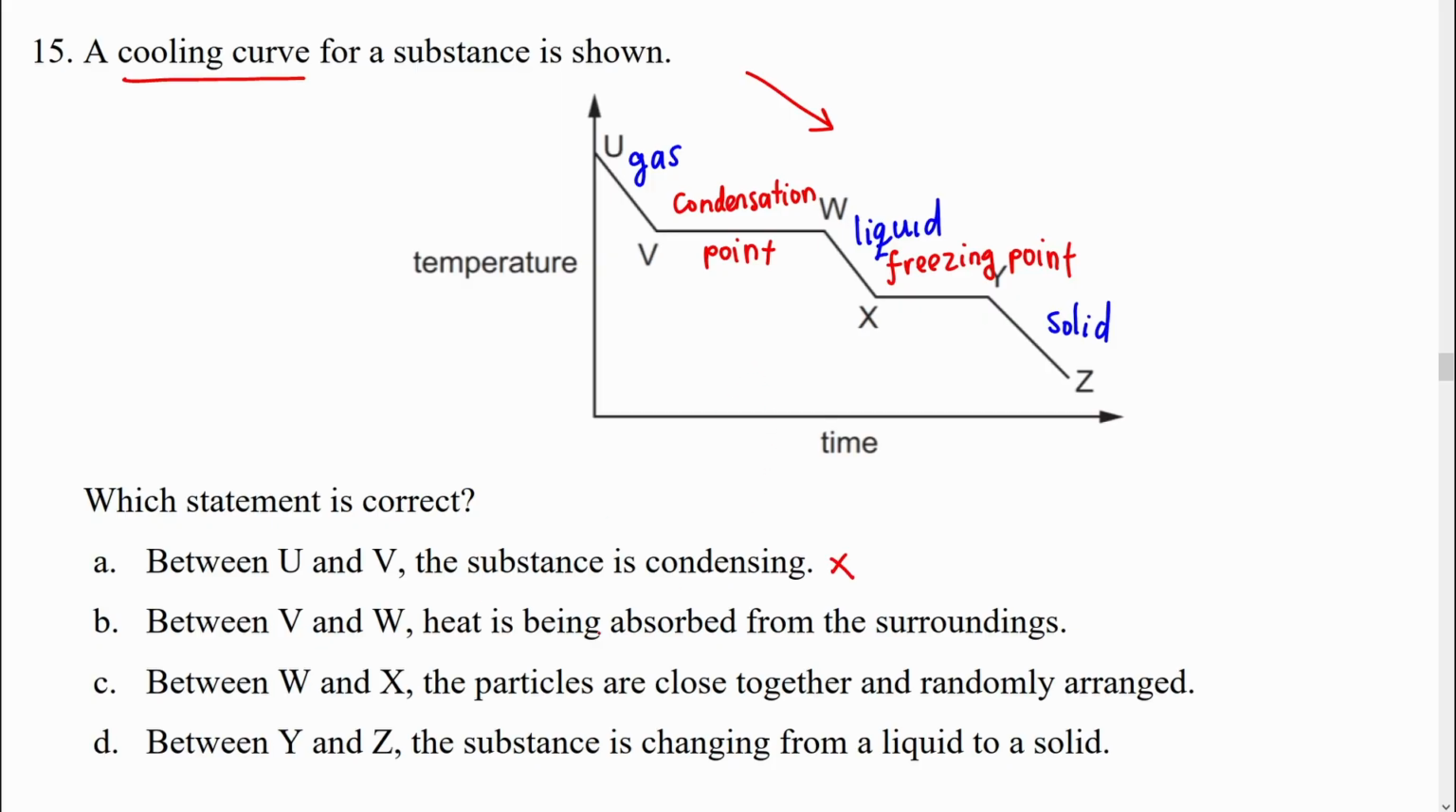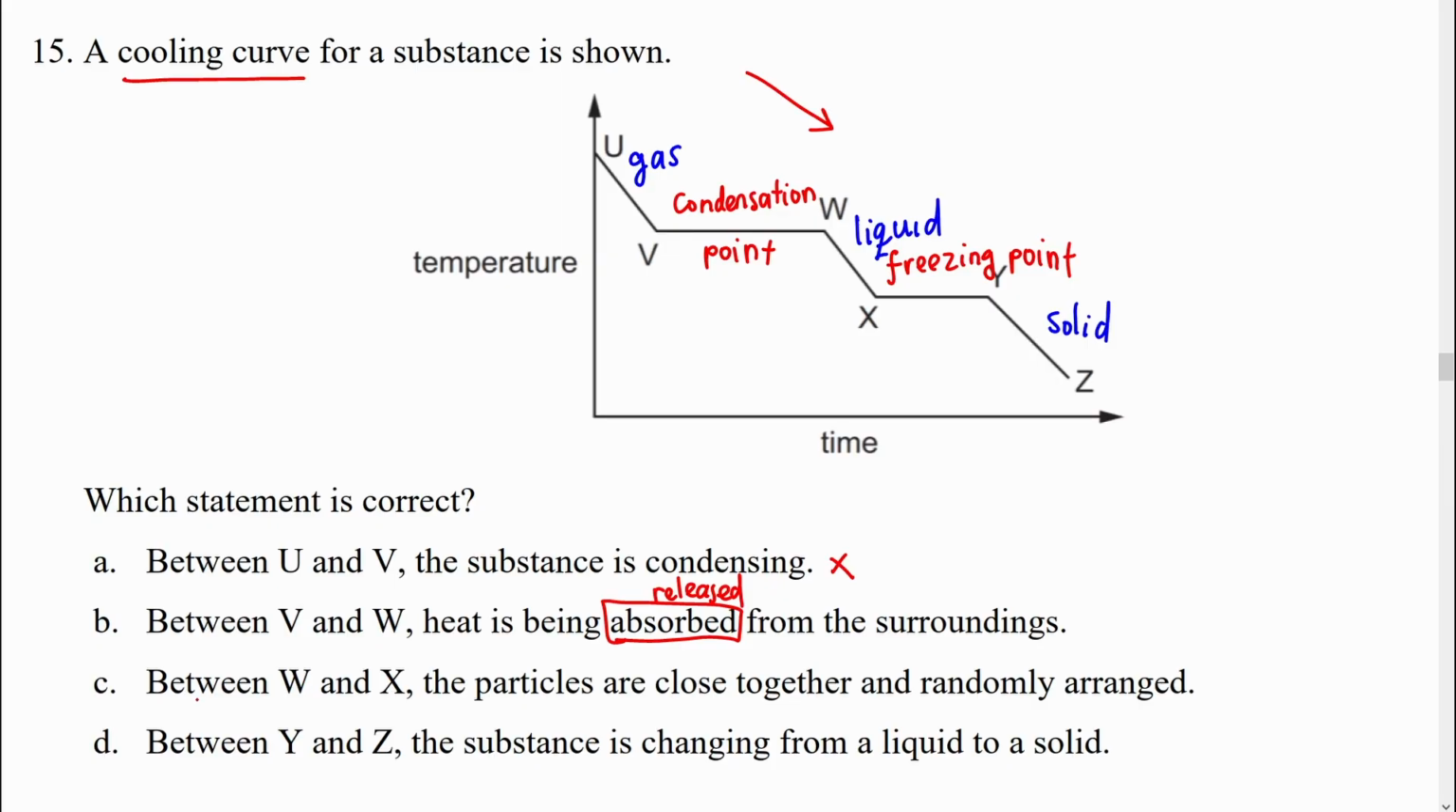Between V and W, heat is being absorbed from the surroundings, because we want to cool it down, right? Because it is a cooling curve. So gas wants to turn into a liquid in this case. It's not being absorbed because we want to cool it down, so we want to decrease the temperature, and that's why heat is being released in this case.